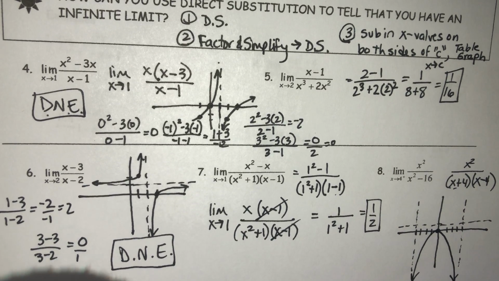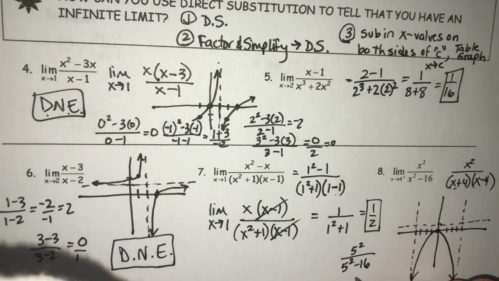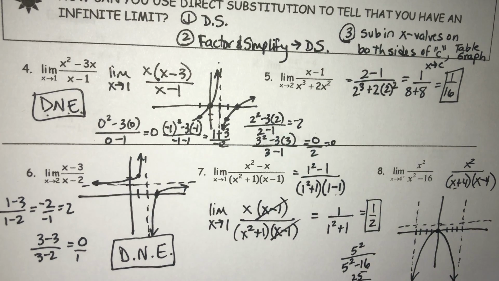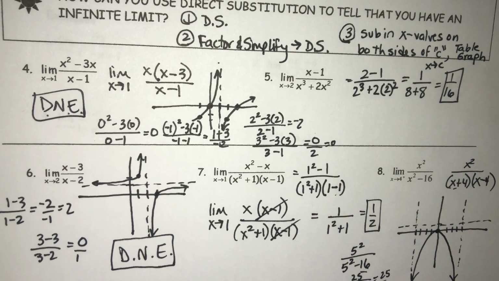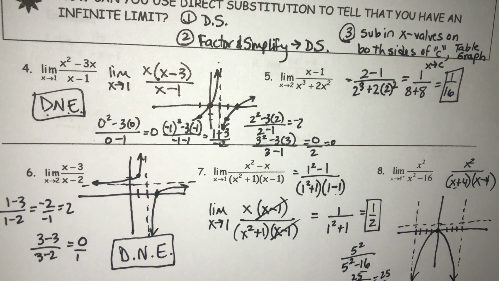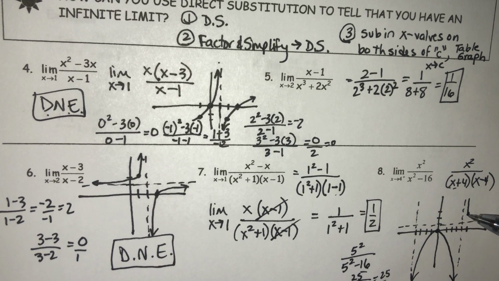What if I put in a 5? 5 squared over 5 squared minus 16. That's 25 over 25 minus 16. That's 9. 25 ninths. 9 times 3 is 27, so it's close to 3. Okay, 2 and some change. So that means when I'm at 5, which is to the right of this vertical asymptote, I am at (5, close to 3). So this piece is going to go like this.